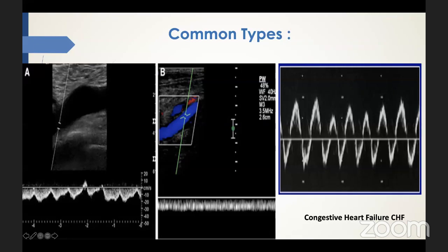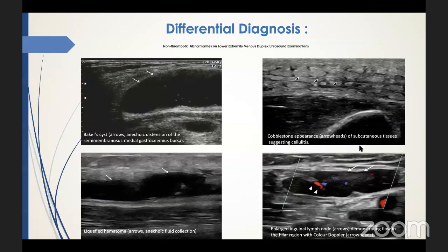If you've got a continuous spectral waveform, then although there is color filling here, it tells you that there is either partial or complete occlusion proximal to this point. And if you've got a rapid spectral waveform, then it represents a cardiac problem, either endocarditis or CHF. These are the three common spectral waveforms that we come across on a daily basis.